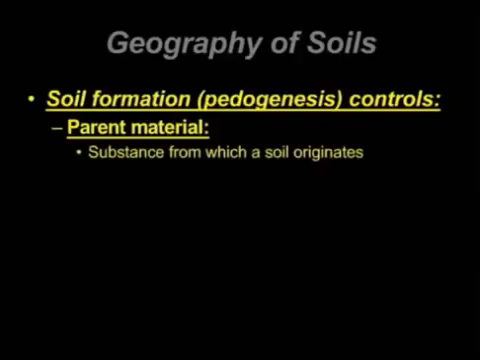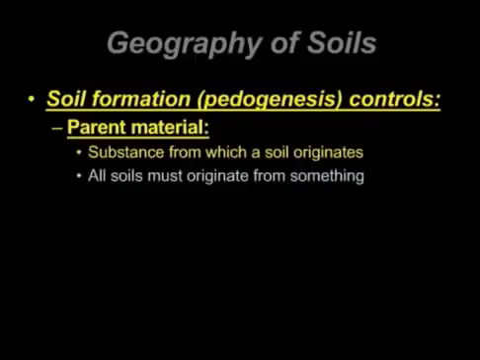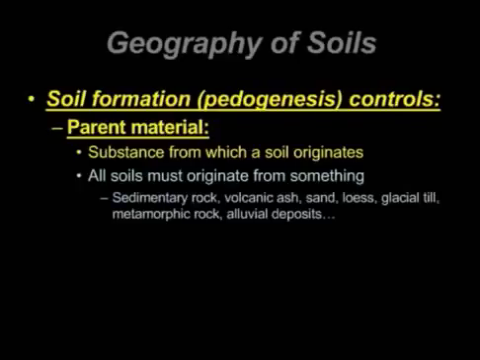And so parent material is the substance from which a soil originates. And so all soils, just like we all as humans, originate from something. And we originate from two parents. So think of that as parent material is what helps to produce the soil that is formed above it. And so soils could develop on top of sedimentary rock, volcanic ash, sand, loess, glacial till, metamorphic rock, all the various examples I showed on the previous pictures.